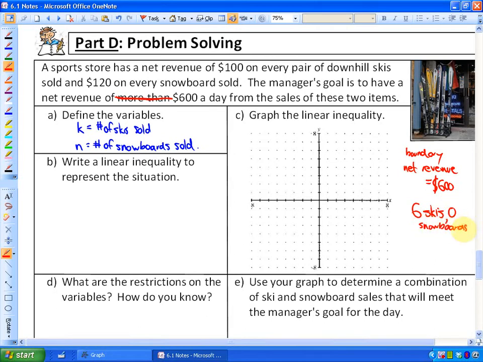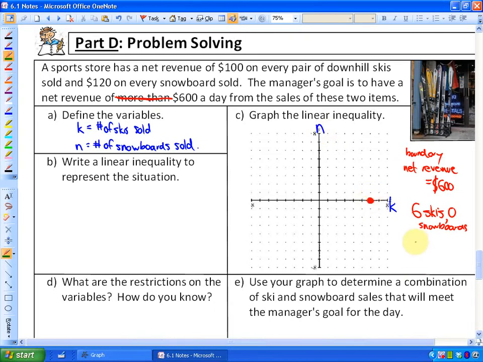You should label the axes. It doesn't matter which you label them with. I'm going to label the x-axis as skis and the y-axis as number of snowboards. So one way to have $600 in revenue is 6 skis and no snowboards, and that represents this point right here. That would be 6 skis and 0 snowboards.